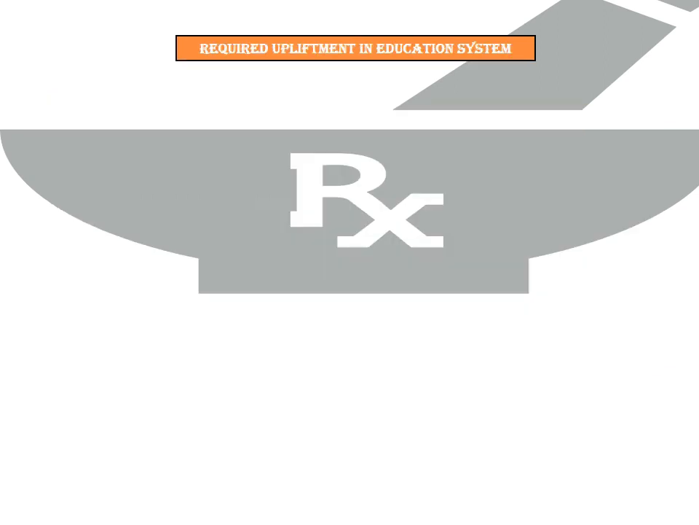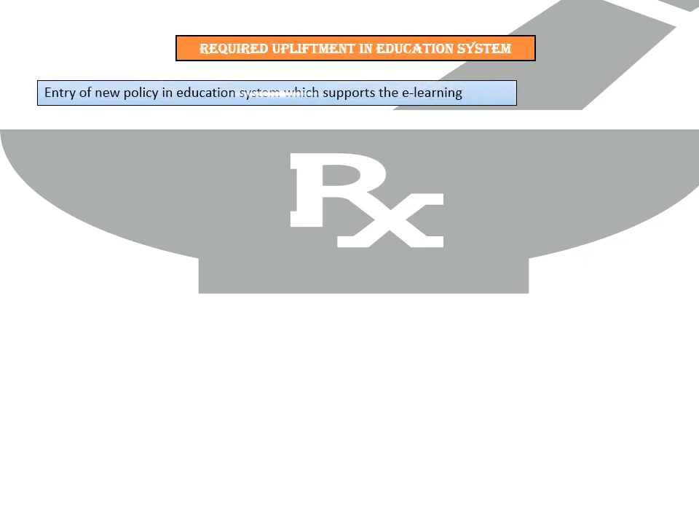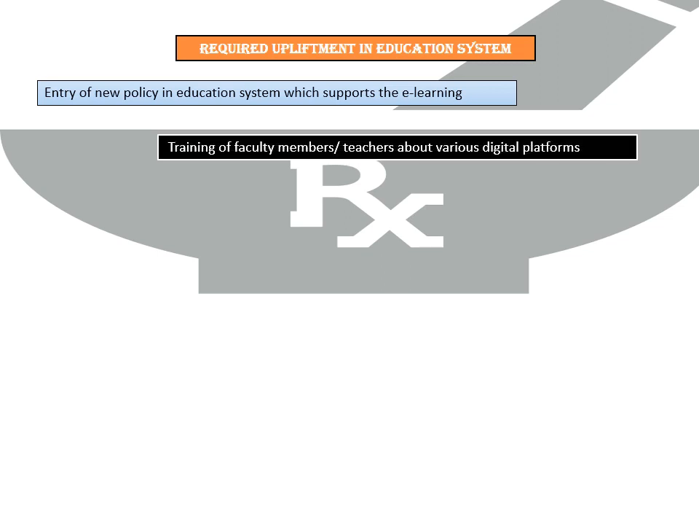Now I'll be talking about some of the required upliftment in the education system in this digital media right now. We have to incorporate some new policies in the education system which support e-learning, because that's one of the most important things we need right now. Training of faculty members or teachers about various digital platforms is really required, because we have not been trained for such. We have to learn it by ourselves. So if there is a system of training the teachers, that will be really helpful to have really productive classes.